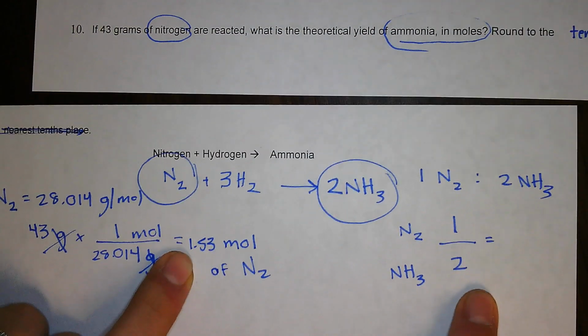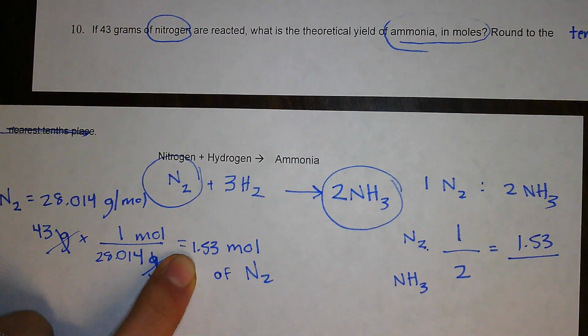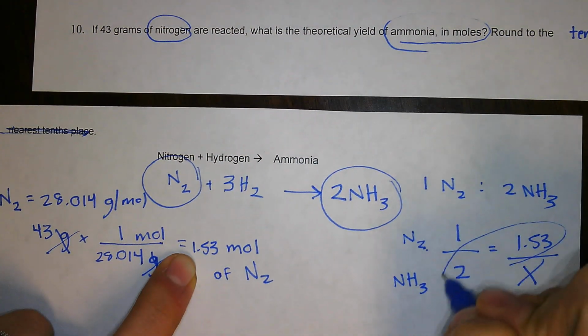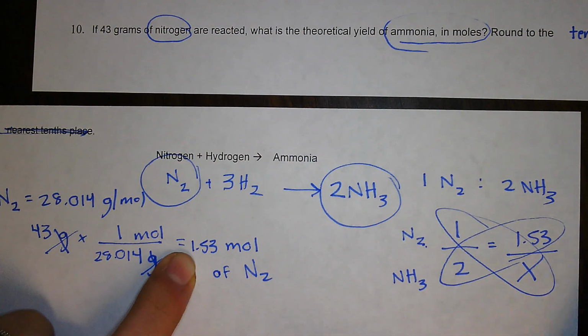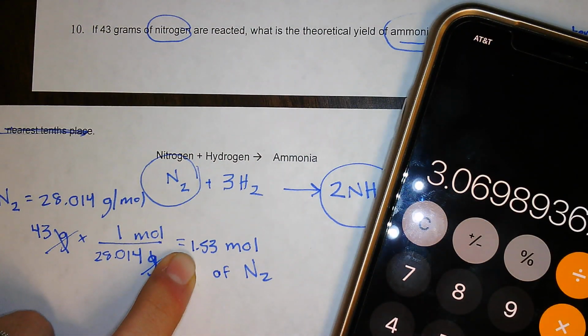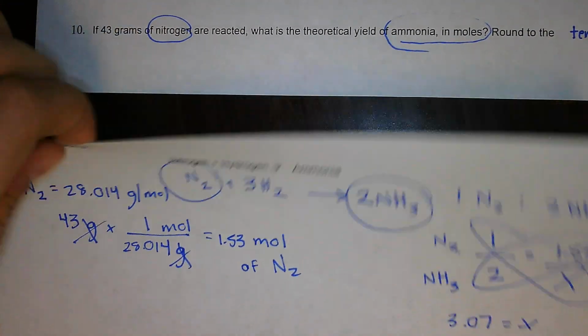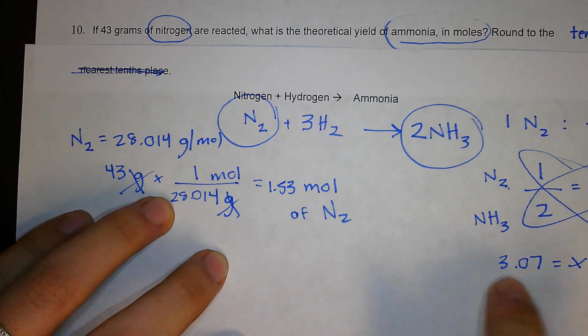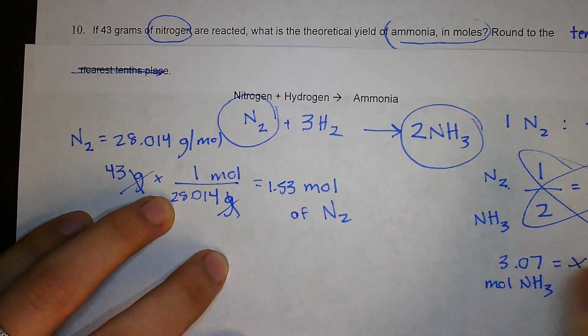Alright, so I have 1.53 moles of N2, and now I can use this mole to compare it in my molar ratio. So 1.53 moles of N2 over what moles of NH3? So butterfly cross multiplication here. 2 times 1.53 is about 3.07. 3.07 is equal to 1 times x is just x. So I have 3.07 moles of NH3.